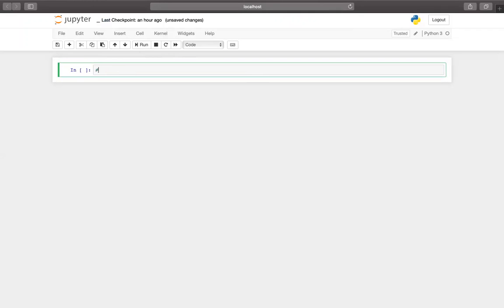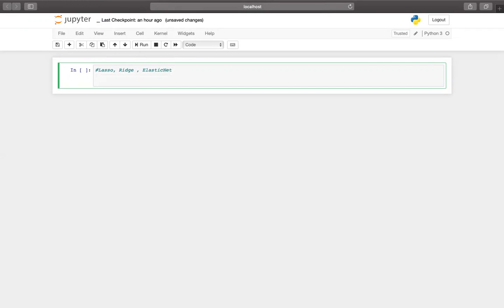So what we'll discuss today is we'll look at algorithms like Lasso, Ridge, and Elastic Net. Look at how Lasso, Ridge, and Elastic Net work. Right. Before that, I think there is a bit of fundamental theory which needs to be known. So this is commonly called as a bias variance trade-off.